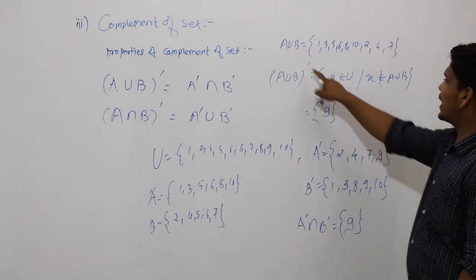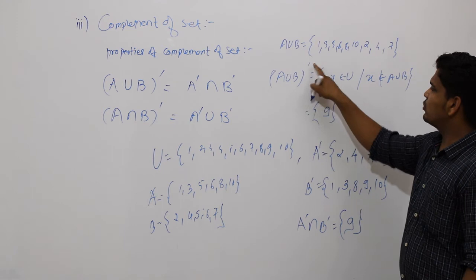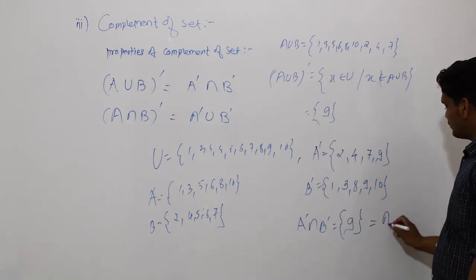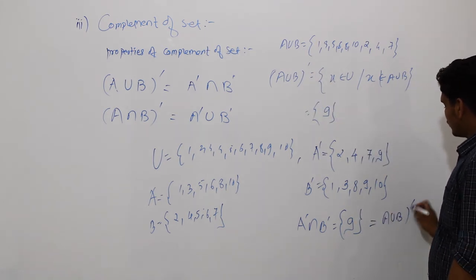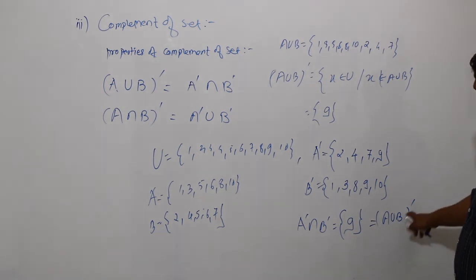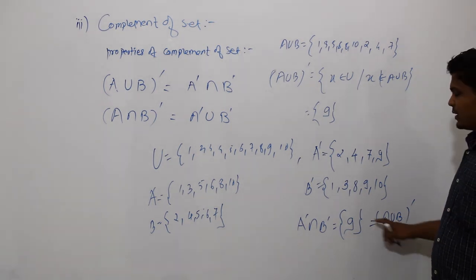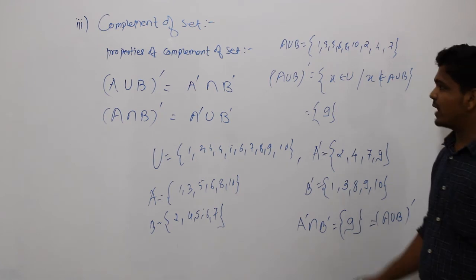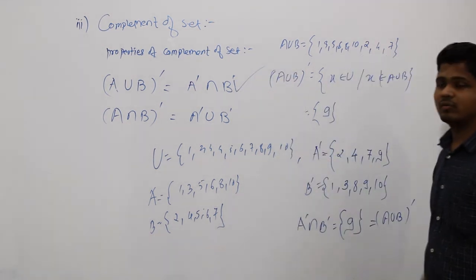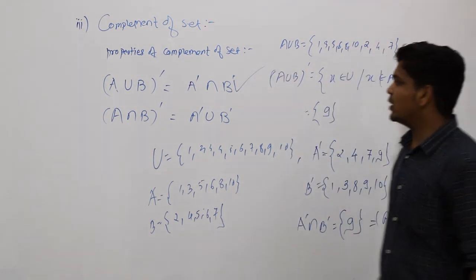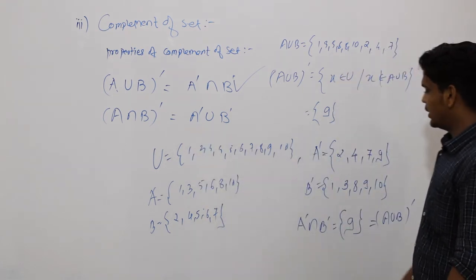But singleton 9 is nothing but my complement of A union B. This is nothing but A union B, its complement. Meaning the complement of the union of A and B is nothing but the intersection of A dash and B dash. This validates your De Morgan's first law. Okay, now we will go for the second law of De Morgan's.